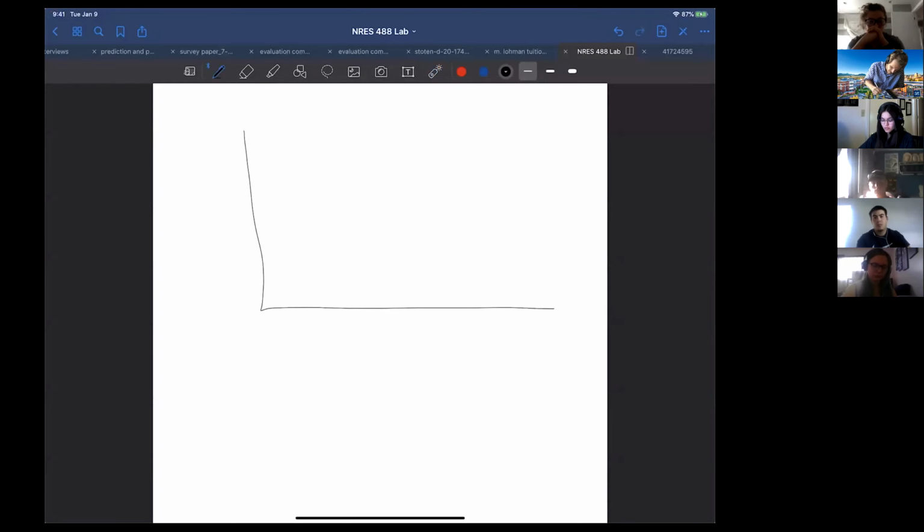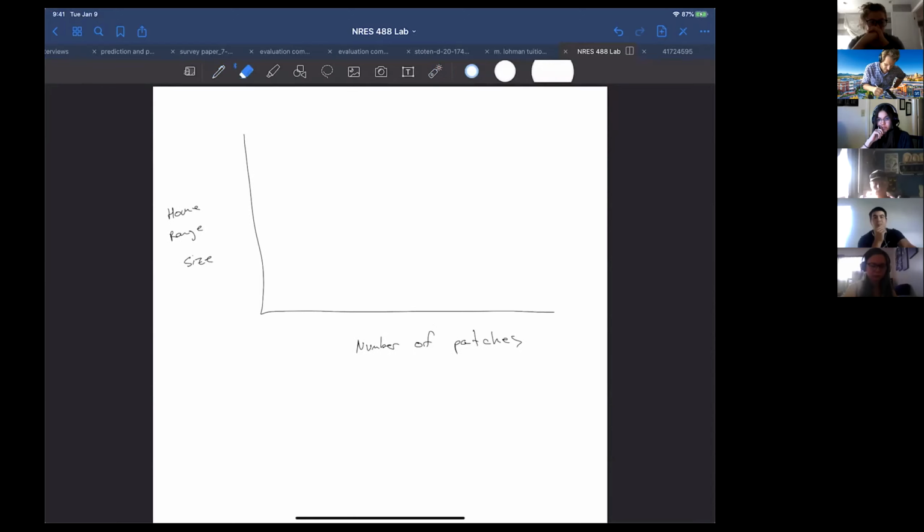We had home range size, we had number of patches, and we had home range size of spotted owls. So the data were collected by putting radio transmitters on spotted owls, following them around for an entire summer, and then looking at what their home range was, defined by just drawing a line around all the points they use, and then counting the number of patches within their home range. And the data looks something like this.